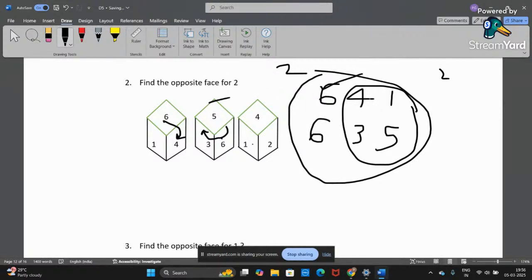We'll try with this and this. No, we can't try because here two numbers are common. So we are not comparing the first and third one. We are comparing 1 and 2. That's all. By comparing the first and second block, we get that 6 will be the opposite face for 2.